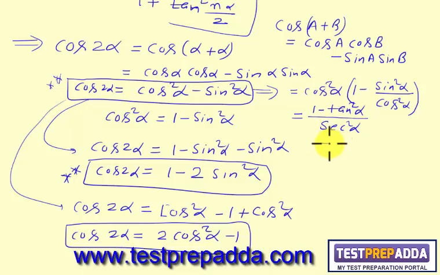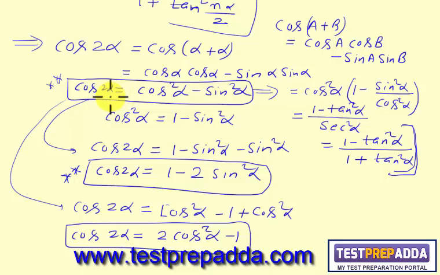So it becomes 1 minus tan square alpha upon sec square alpha, which will be written at the end as 1 minus tan square alpha upon 1 plus tan square alpha, since sec square alpha is 1 plus tan square alpha. Another interesting identity for cos 2 alpha. Okay, very interesting identity here.